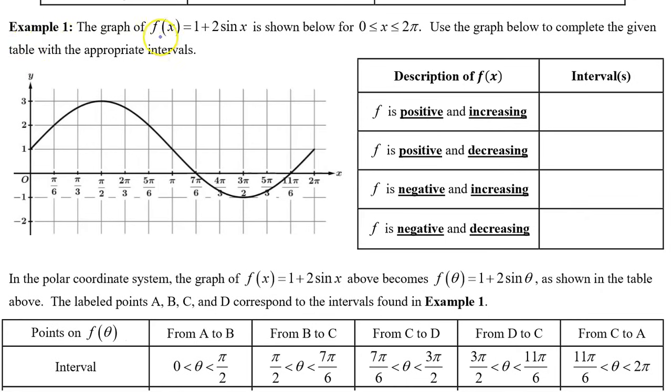Example 1. The graph of f of x equals 1 plus 2 sine x is shown below on the interval from 0 to 2 pi. Use the graph below to complete the given table with the appropriate intervals.